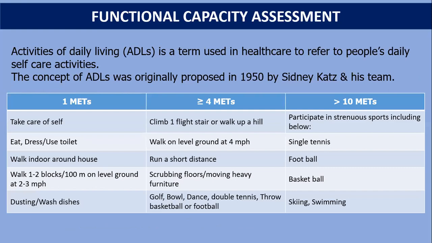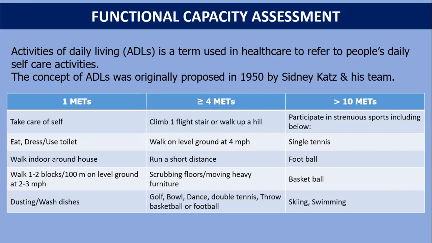We can practically implement this in our day-to-day practice. When the patient can do light activities around the whole house, it is around one MET, and when he or she can do much more strenuous forms of sports or exercise like singles tennis, football, basketball, skiing, or swimming, these will be more than 10 METs. And in between, these are 4 to 5 METs, or 4 to 7 METs.